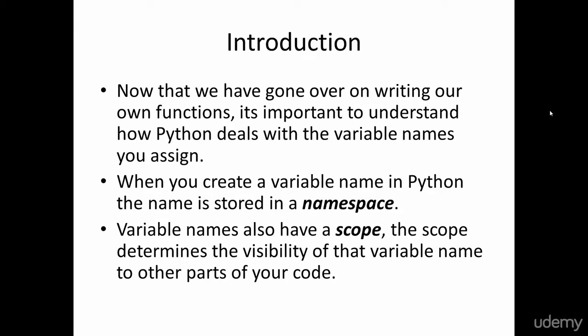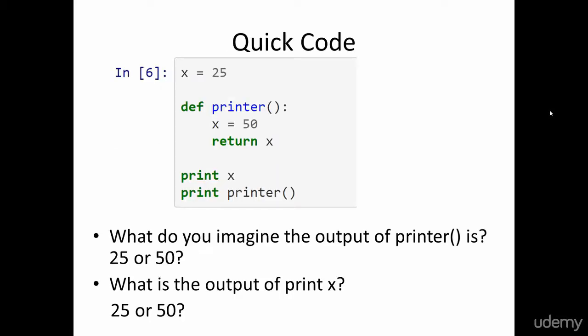Through a quick introduction, like I mentioned before, we've written our own functions. Now let's understand how Python deals with the variable names we assign. When you create a variable name in Python, that name is stored in what's called a namespace. And variable names also have what's known as a scope, and the scope determines the visibility of that variable name to other parts of your code. So let's see a quick example of this.